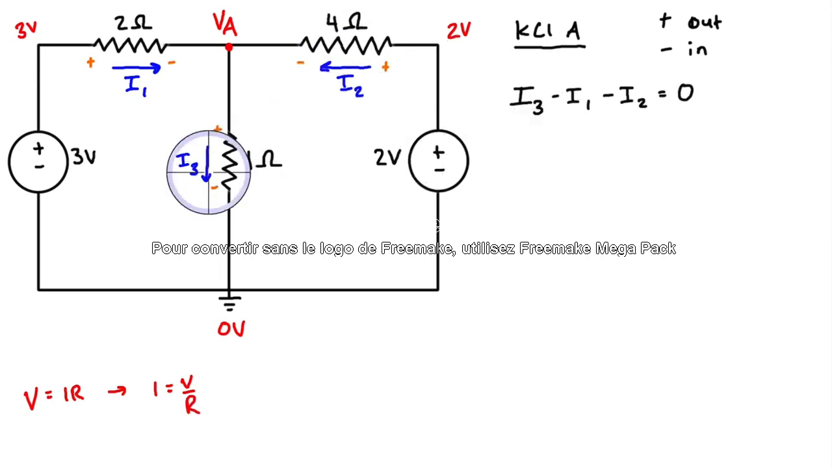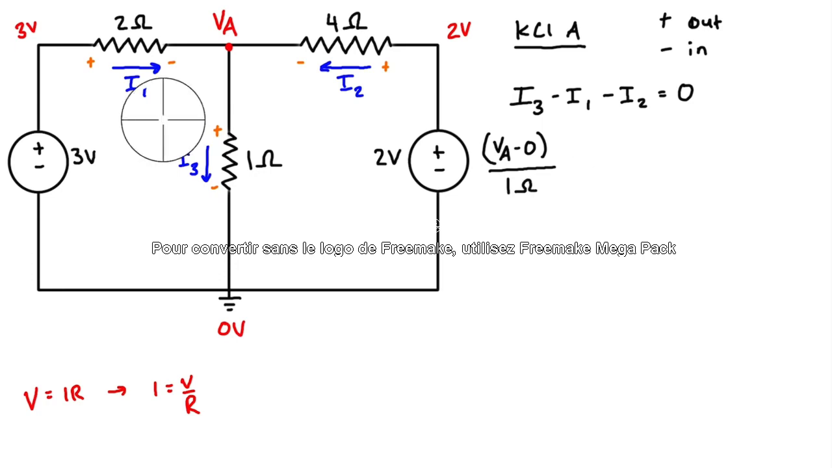So let's start with I3. The voltage across this resistor is VA minus 0, because we've assumed that VA is higher, so when we subtract the lower one, this is going to be the voltage drop. And then we divide this by the resistance, which is 1 ohm.